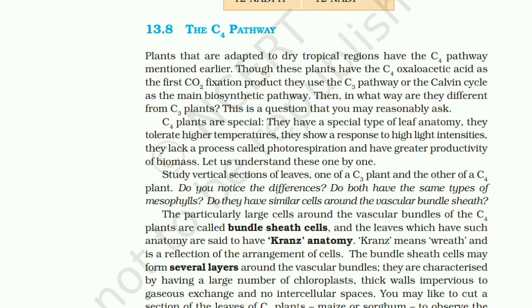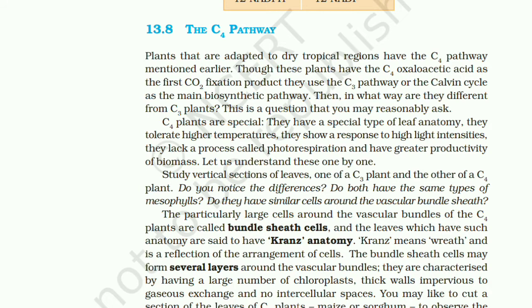C4 plants are special. They show a special type of leaf anatomy. They tolerate high temperatures, they show a response to high light intensities, and they lack a process called photorespiration and have greater productivity of biomass. Let us understand one by one.